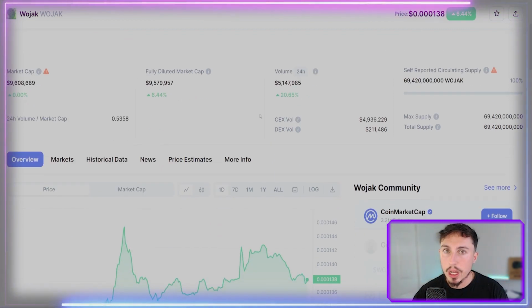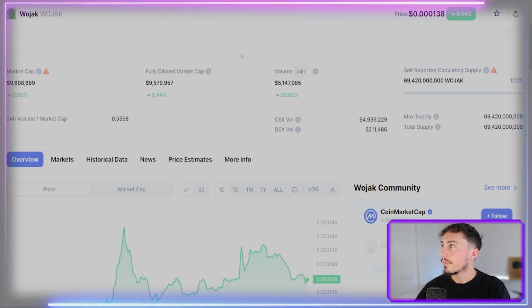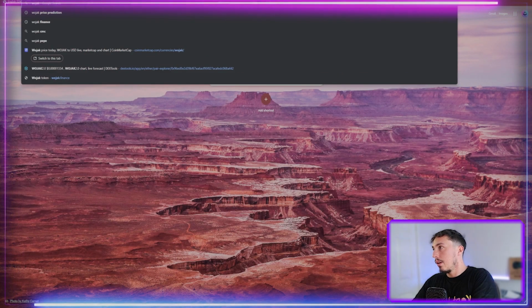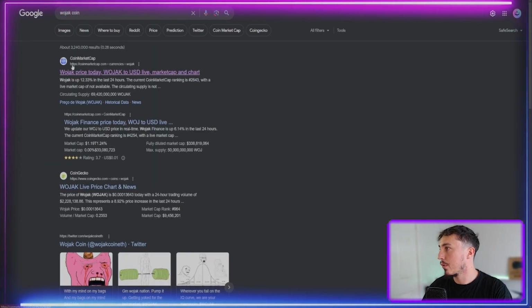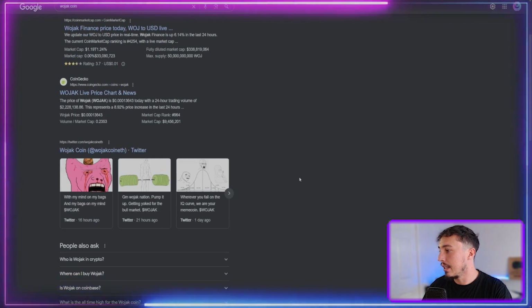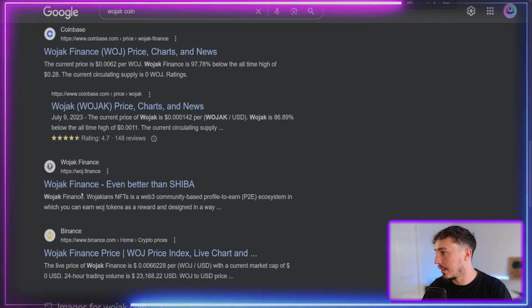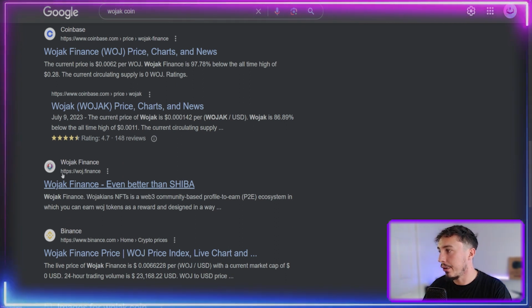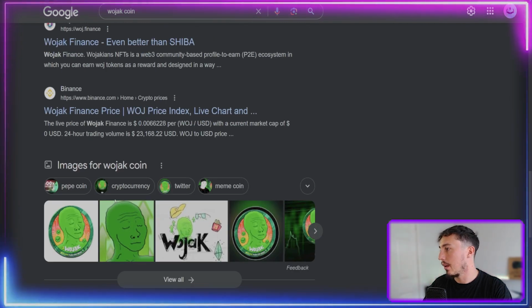Do your own research, look at white papers, look at where the money's going, look at who's talking about the coins. Sometimes it's good to just Google the coins. Like if we just go here, Wojak coin, what can you see? You can see it on CoinMarketCap. Of course, these are verified websites, very legit. But yeah, for example, we're talking about scams actually. This could be a scam. I don't know. Woj.finance doesn't look safe in my opinion.